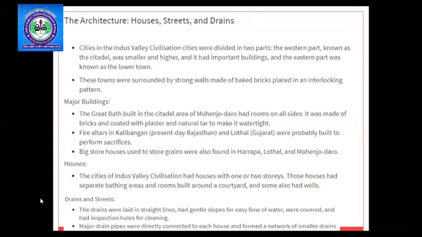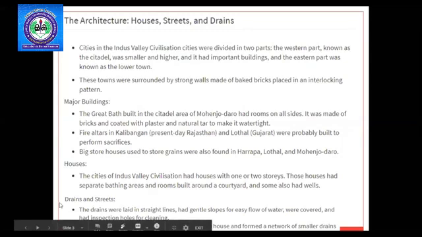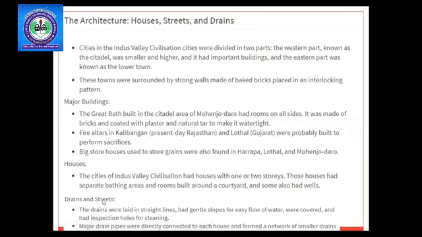These towns were surrounded by strong walls made of baked bricks placed in an interlocking pattern. Interlocking pattern means bricks attached with each other.